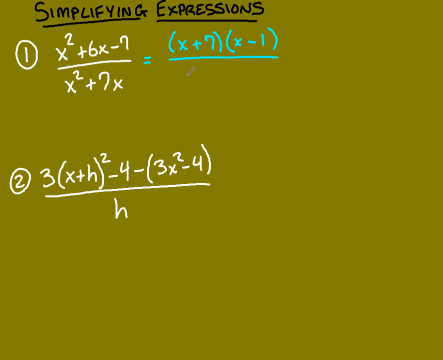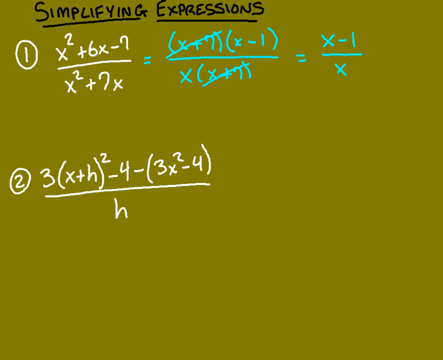And on the bottom, I'm going to be able to factor out an x because they both have an x in common, and I'll leave you with an x plus 7 left behind. And what I should see is I have a factor of x plus 7 that is the same. So I can eliminate those and be left with x minus 1 over x, and that would be your simplified answer. Main thing here, remember you cannot cancel that out. That is an absolute no-no.